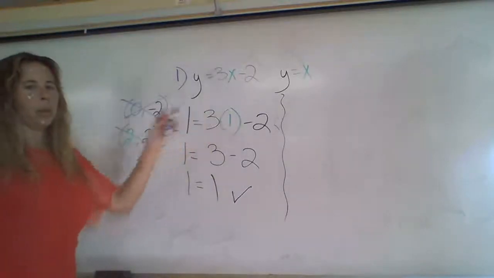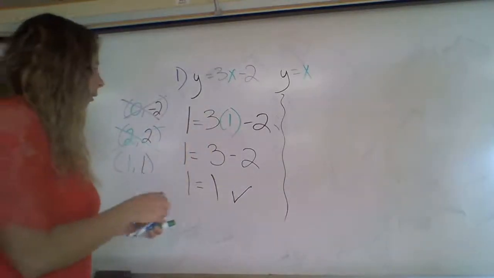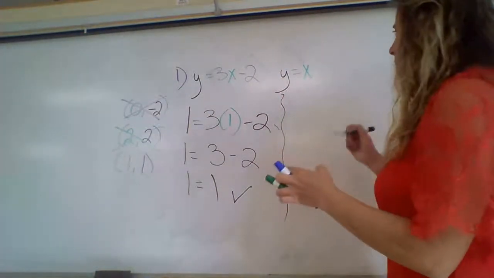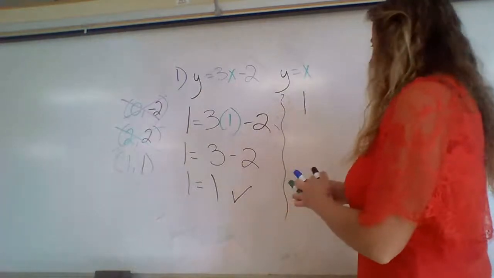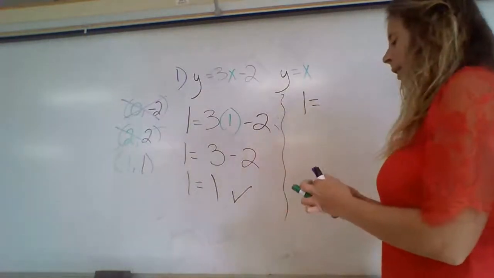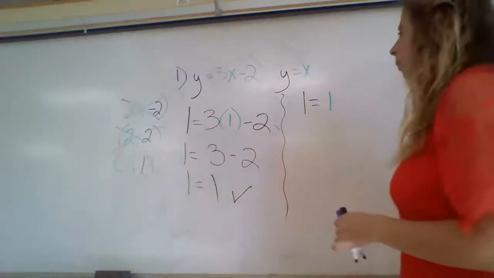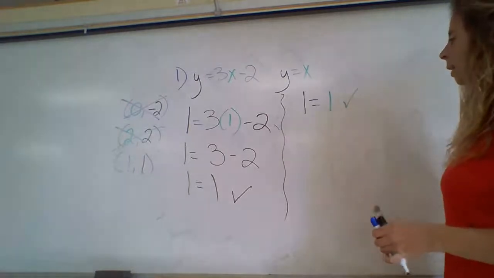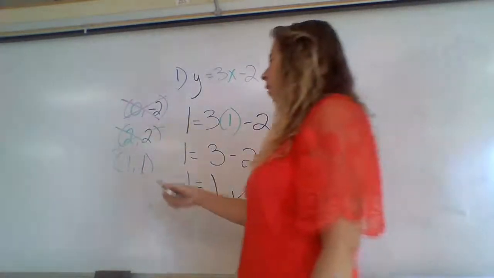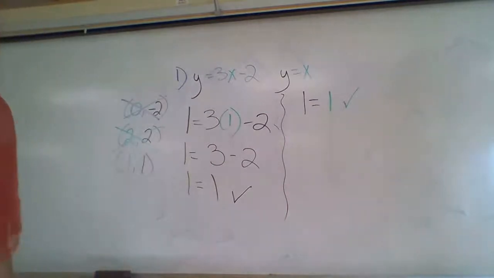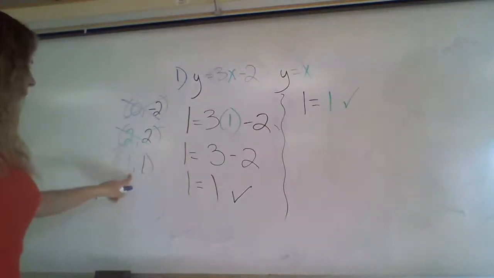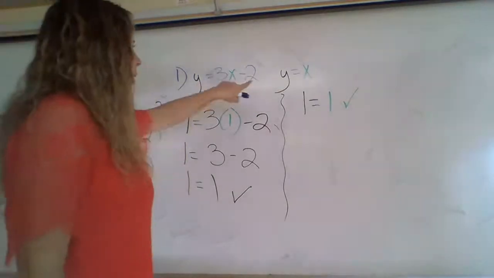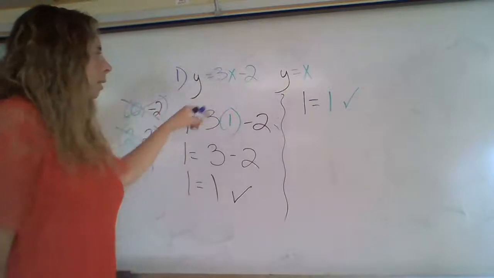But does it work in our other equation? It has to work in both. So y is 1 and x is also 1. So is this true? Yes, it is. So that would be your answer. Your answer is (1, 1), which is C. Yeah, which is C. So this point is the solution to this system of equations. It works in both equations.